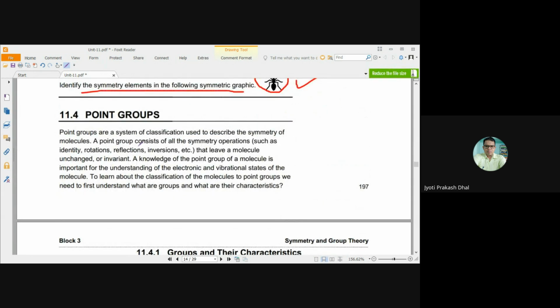Point groups. So the point groups are a system of classification used to describe the symmetry of the molecules.